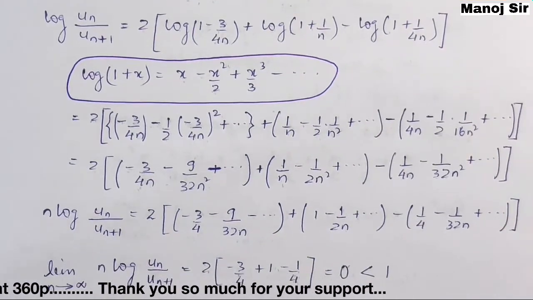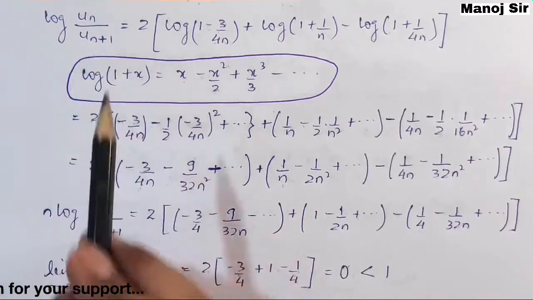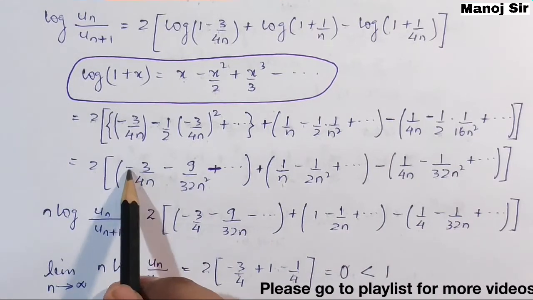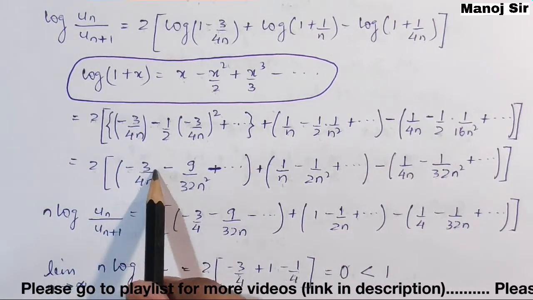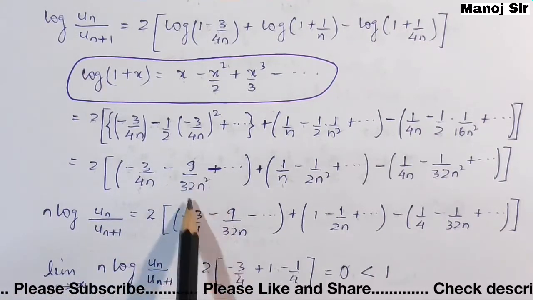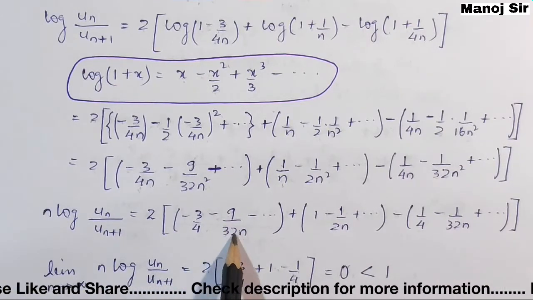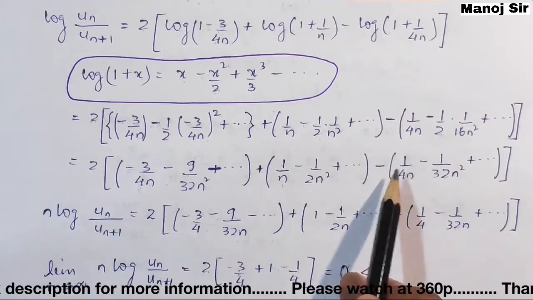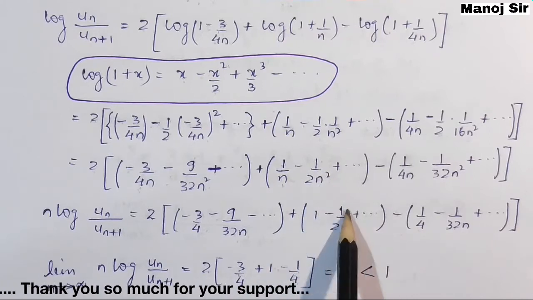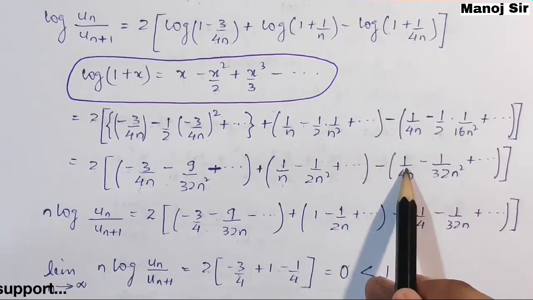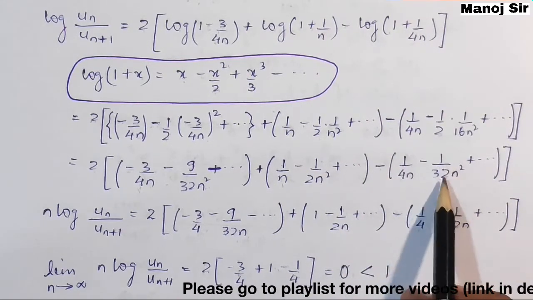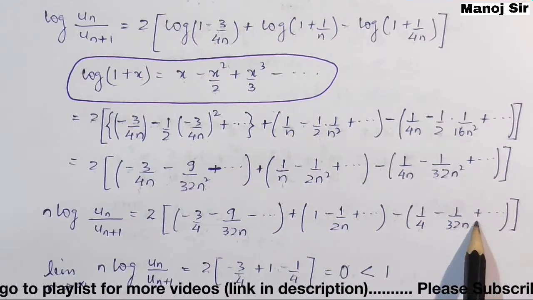Now we will multiply n with this log(un upon un plus 1). We need to multiply n with all the terms. So 2 as it is, minus 3 upon 4n into n will become minus 3 upon 4. Again minus 9 upon 32n square into n, that is minus 9 upon 32n. Because I am multiplying n with all the terms. Here n upon n will become 1, minus n upon 2n square, that is 1 upon 2n with negative sign, minus n upon 4n will become minus 1 upon 4. Again minus n upon 32n square will become minus 1 upon 32n plus dot dot dot.